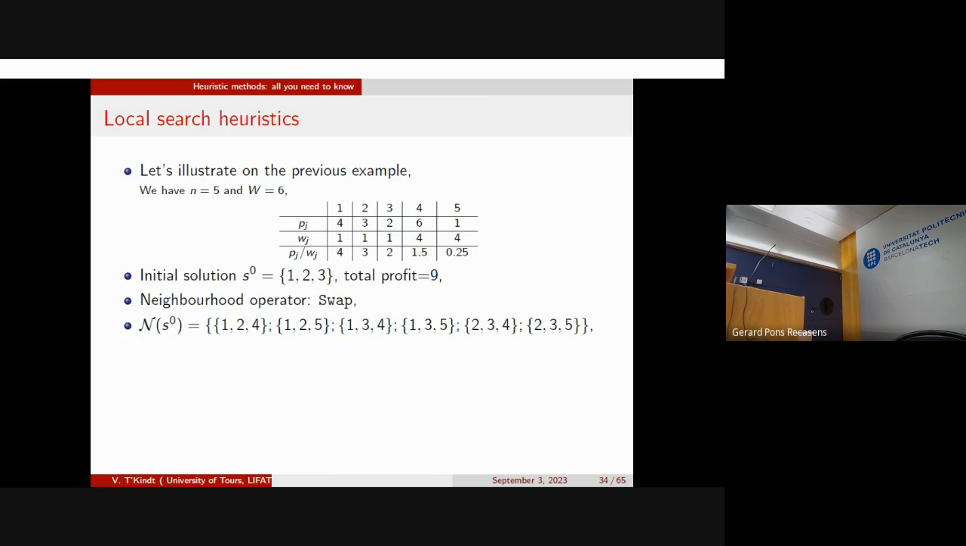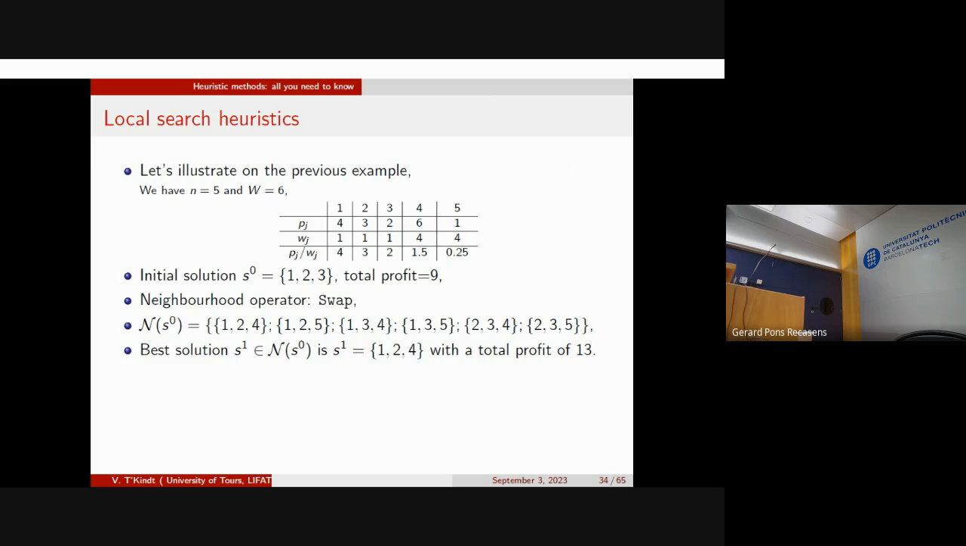What you have to do is find in this neighborhood a solution that improves 1, 2, 3, and that is feasible with respect to the capacity constraint for sure. So the best solution is 1, 2, 4. And 1, 2, 4 has a total profit of 30. Just swap 3 and 4.